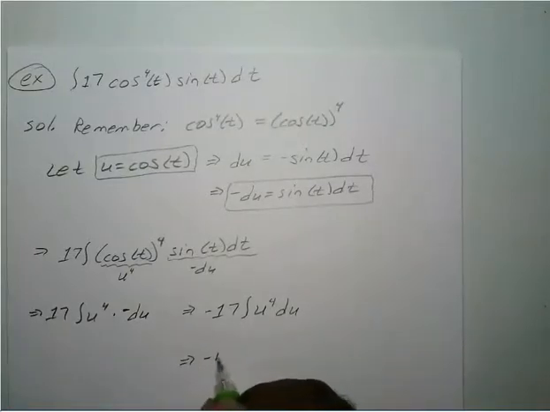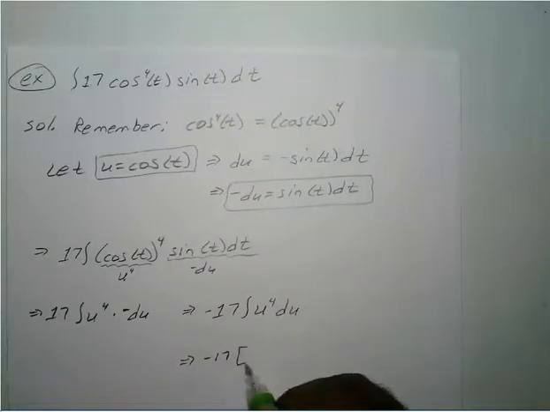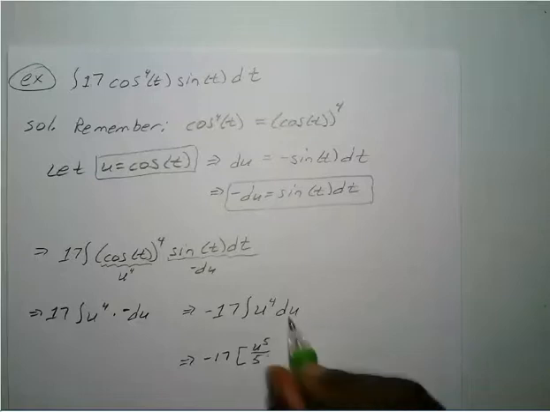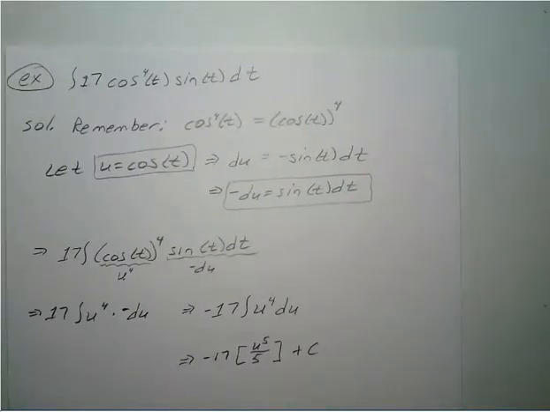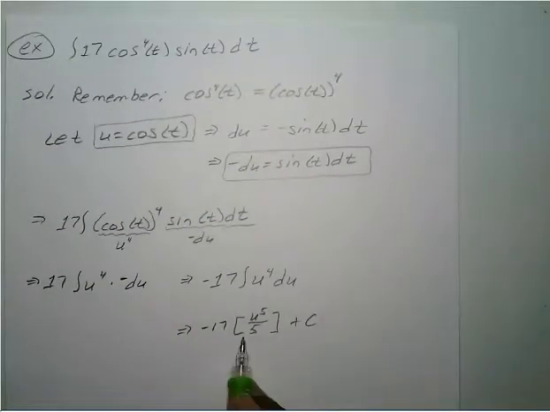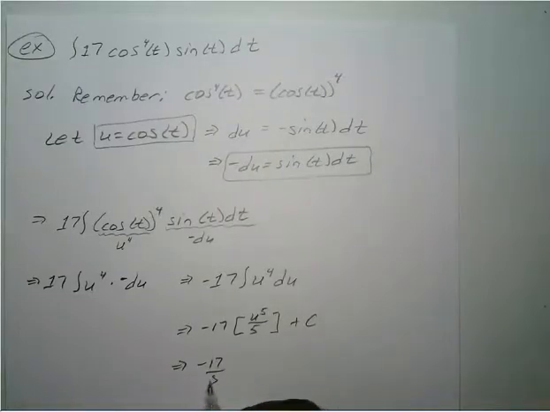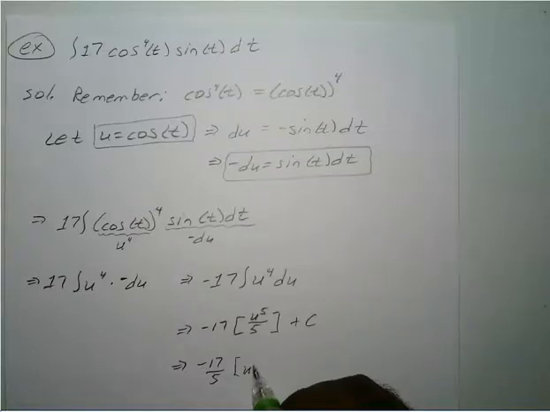So that's -17 times u to the 5th over 5, because u to the 4 plus 1 divided by 4 plus 1. Plus c, and remember you can do the c1 if you want to. You can just make it plus c and leave it like that. Okay, so once you do that, you can factor out that 5. So we have -17 over 5 times u to the 5th plus c.